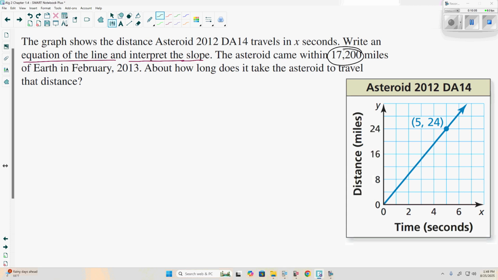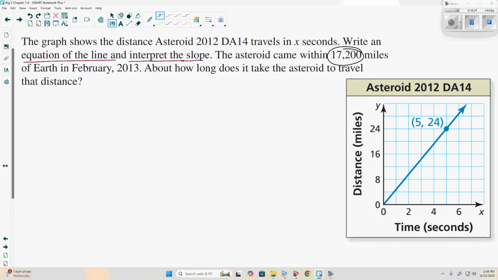Guys, answer yourself. So we need to determine how long it's going to take it to travel 17,200 miles. That is the final thing we need to do. But first, we need to find the slope to be able to find the equation of a line. We also need to find the slope to interpret it and to tell us what it's telling us.